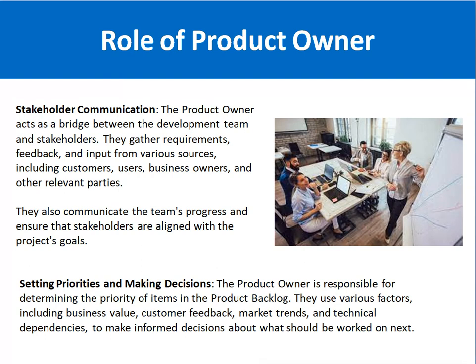He is basically setting the priorities and making decisions in the sprint as well. So the product owner is basically a person who determines the priorities of items, because we know whenever we are developing a product, there are lots of features required. So he is a person who uses his knowledge, like business value, customer feedback, market trends and target, and technical dependencies to make decisions and prioritize the features list as well.